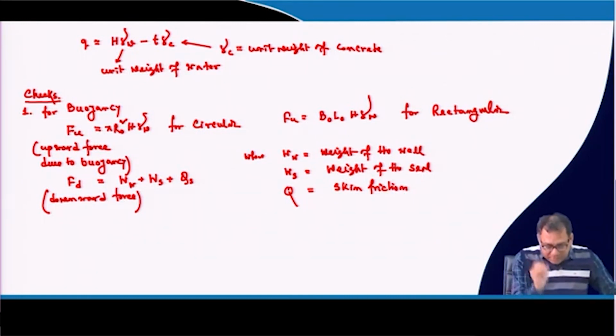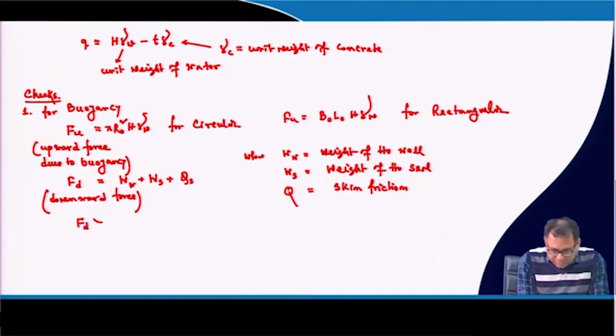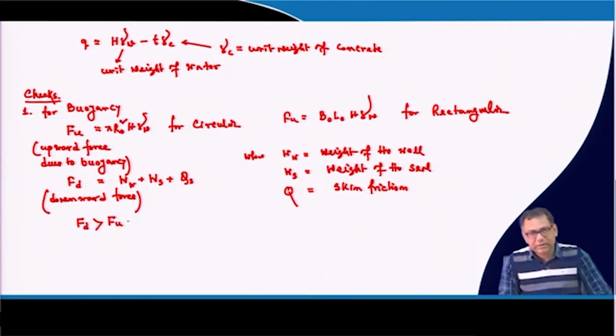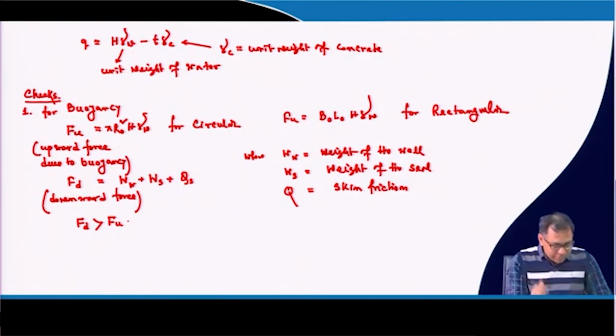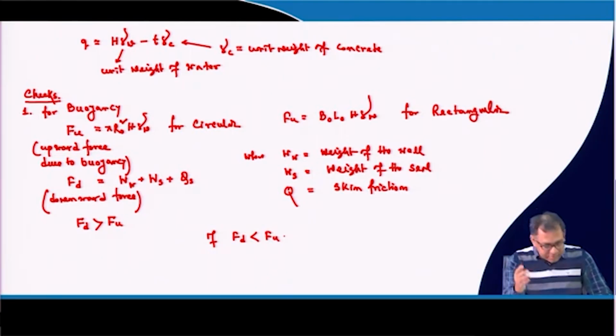So, for stability purpose, that F d should be greater than F u, such that the total downward force can nullify that upward force due to buoyancy. So, for the stability purpose, this F d should be equal to F u. Now, if F d is less than F u, then we have to change the thickness.